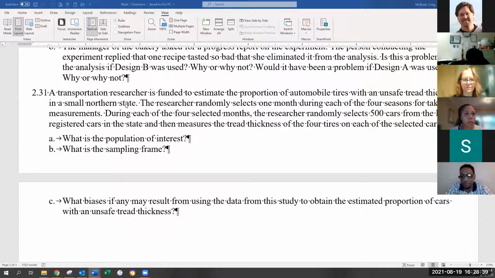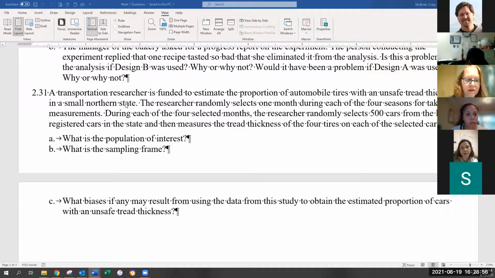Now, they want to know what's going on with all of the cars in their state. What's wrong with sampling the way they sampled? Somebody give me one bias for this sampling technique. Not all cars are registered. There you go. Number 1, not all cars are registered.